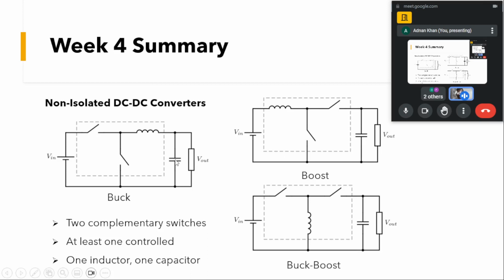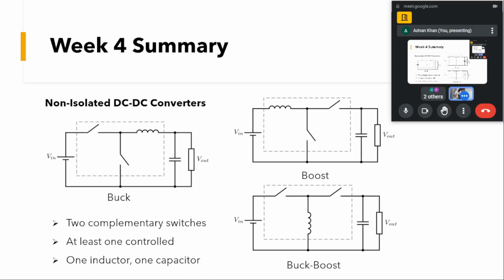And if we want a boosting operation, like we are given a certain voltage and we want the output voltage to be higher than the input, at that moment we use the boost topology. If our requirement is such that at every time we require a voltage higher than the input voltage, we will use the boost topology.